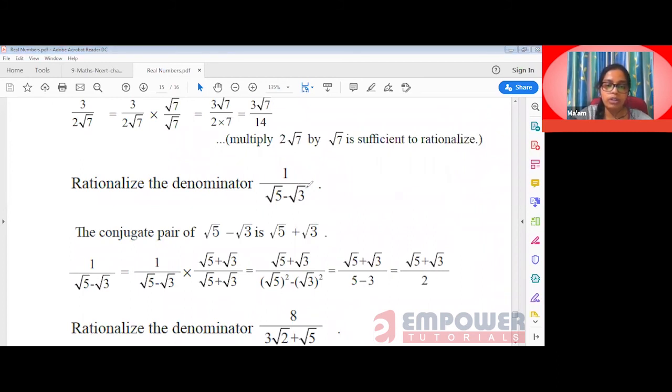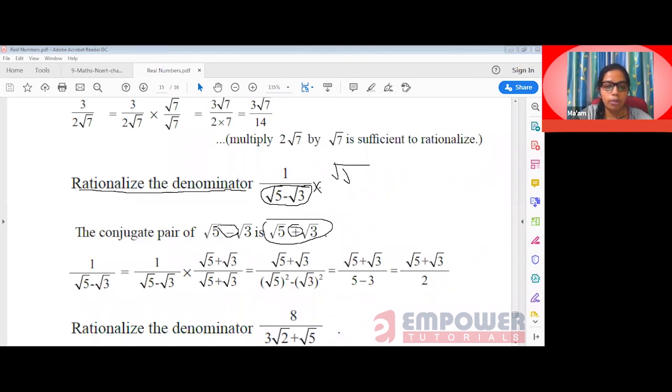So what do you mean by conjugate pair? If you have something like this in your denominator, and they ask you to rationalize the denominator, you need to find out its conjugate pair. Conjugate pair means the pair with different sign. Here you have minus sign, here you have plus sign. So you have to multiply this number by its conjugate pair, in the numerator also and denominator also.